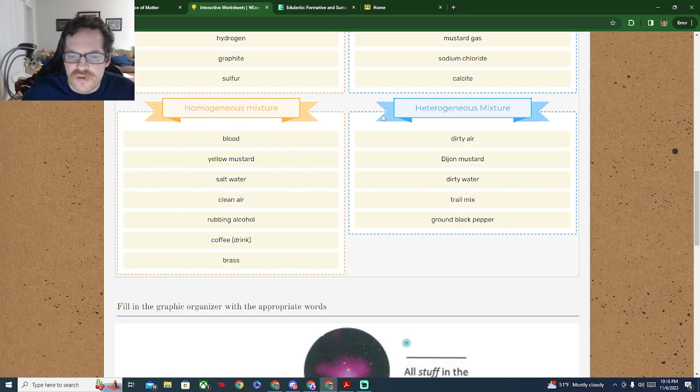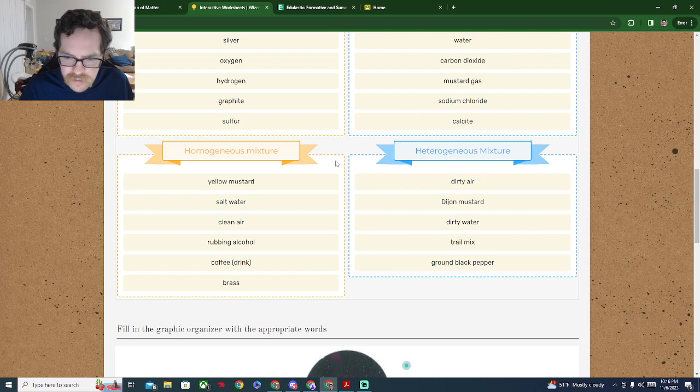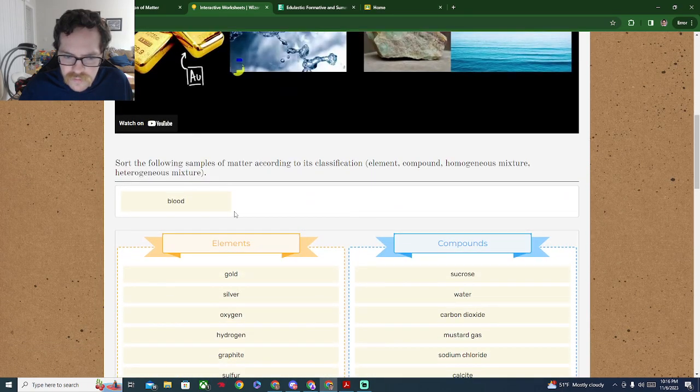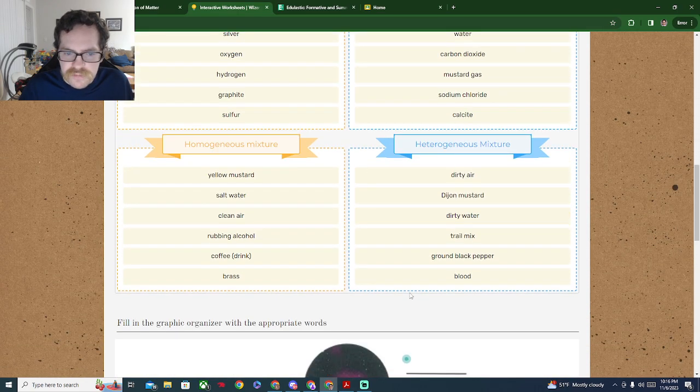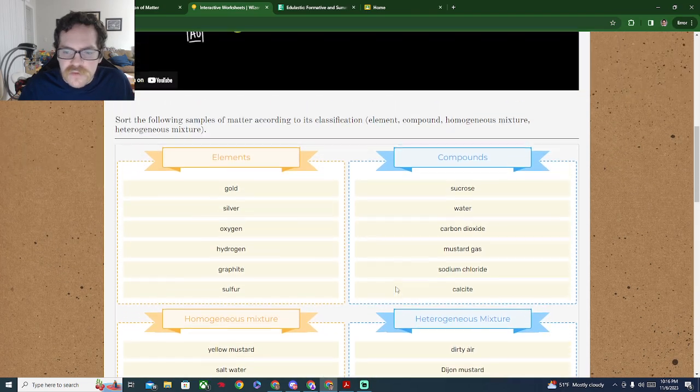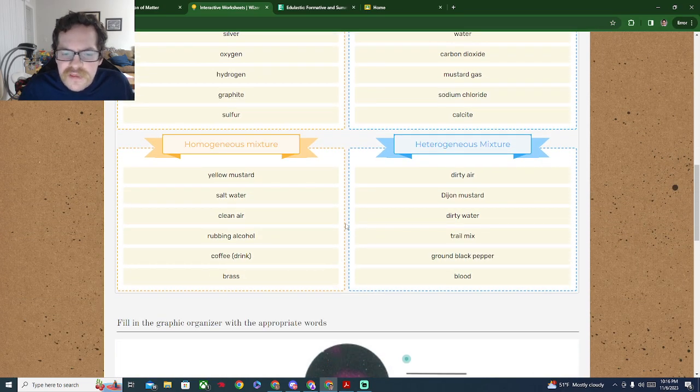So then we get into mixtures. Actually, I think this is wrong. Let me... Here we go. Blood should be a heterogeneous mixture. There we go. So we have two kinds of mixtures.